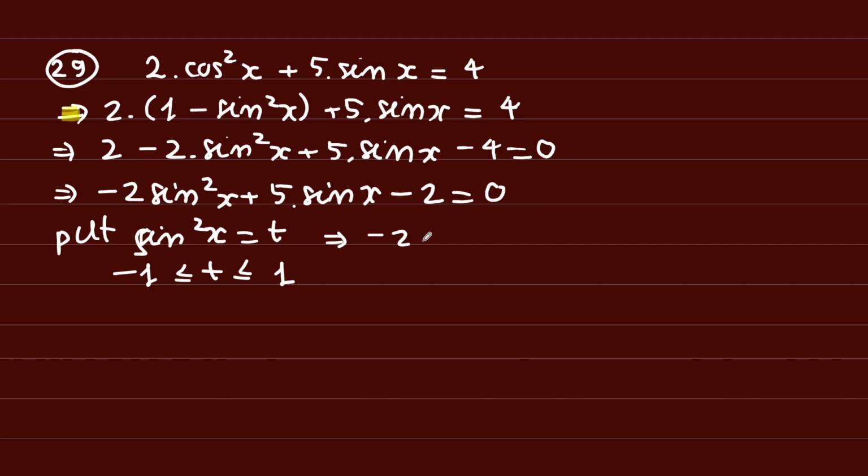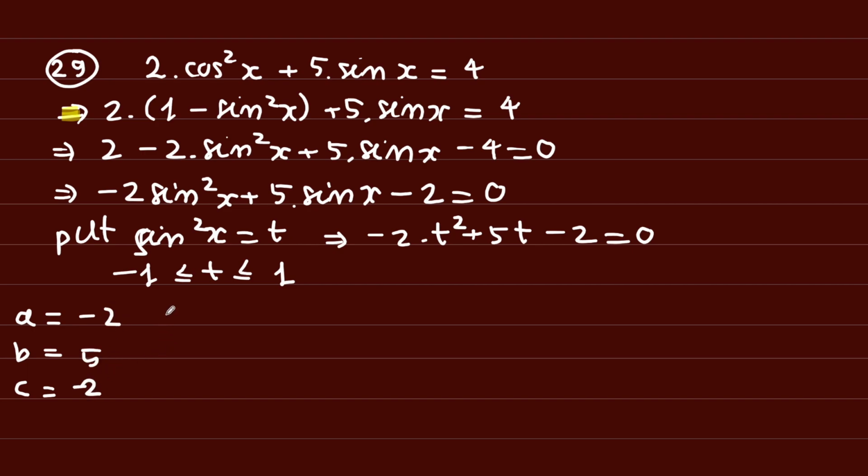And the equation will become minus 2t squared plus 5t minus 2 equal to 0. So a is minus 2, b is 5 and c is minus 2. The discriminant equals b squared minus 4ac. b squared is 25, minus 4 times minus 2 times minus 2.